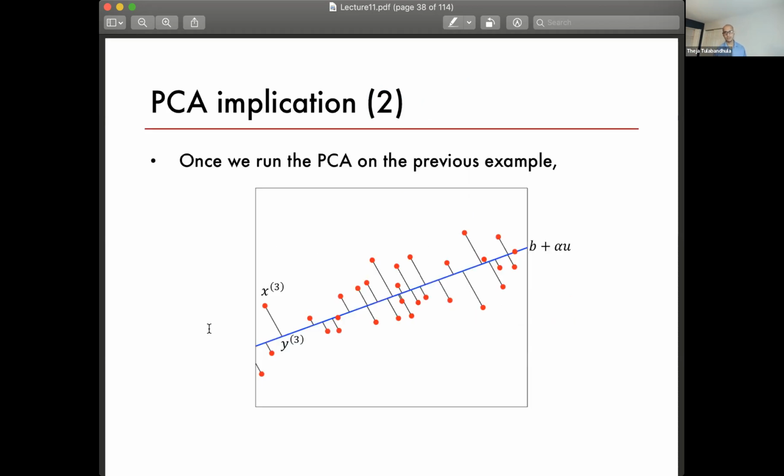So for example, if you run PCA on the example that we saw several slides ago when we were talking about the line approximation of the original data points. For example, if you have original x1, x3, you somehow want to get a point on the line which approximates that original thing. Then all these points have to be projected onto this line. This line is basically b plus alpha u, where b is just the average of the points, and u is the eigenvector corresponding to the largest eigenvalue of the scatter matrix of these data points.